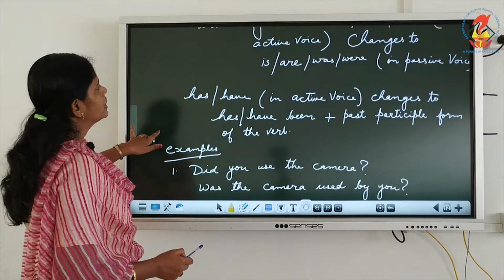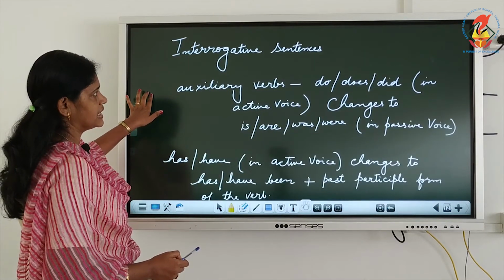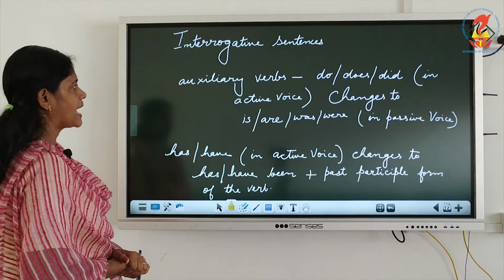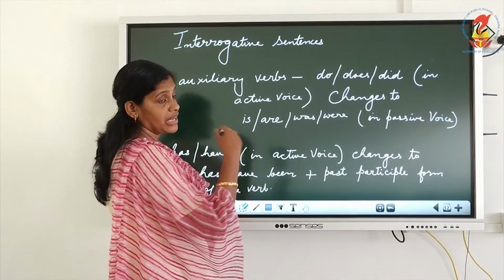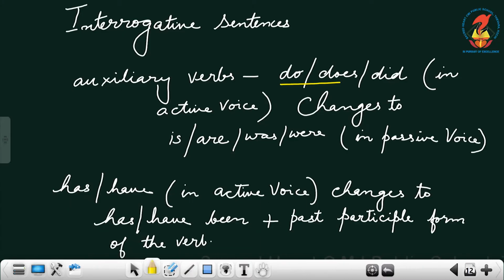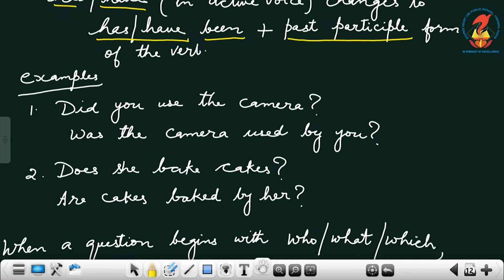Now, when we convert an interrogative sentence into passive voice, let's see what happens. When converting interrogative sentences, we start with do, does or did. These three in active voice will change into is, are, was or were in passive voice. And the word has or have, if used in active voice, will change into has or have been plus the past participle form of the verb. Let's see a few more examples.